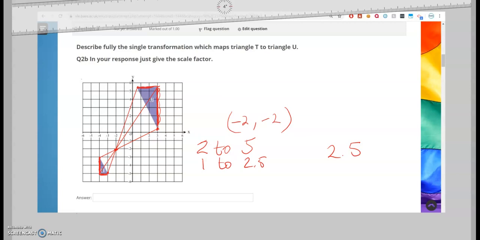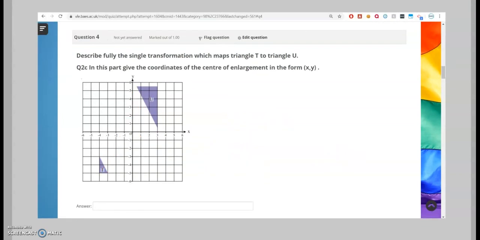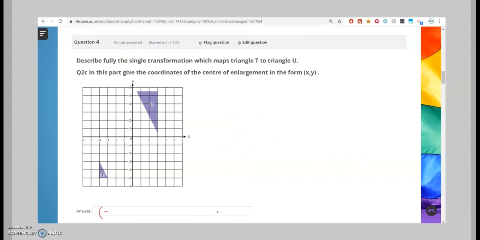But as we talked about earlier, this is a negative enlargement. As you can see, we have this dot in the middle, so we've got the shape changing position, so it's flipped. For that reason, it's a negative enlargement, and the scale factor is minus 2.5. So we'll write minus 2.5 here. In this part, we'll only write the center of enlargement, which we worked out just now. So minus 2, comma, minus 2.